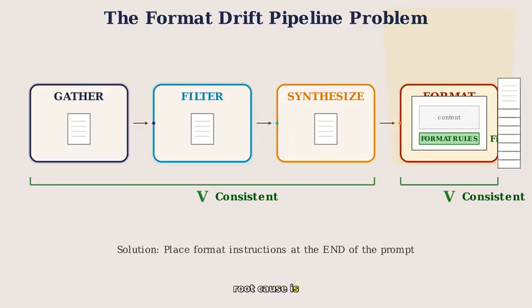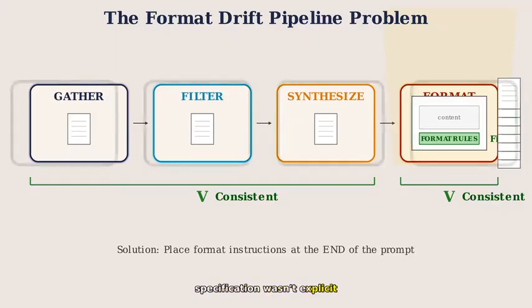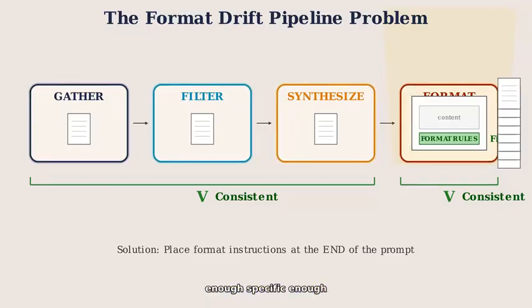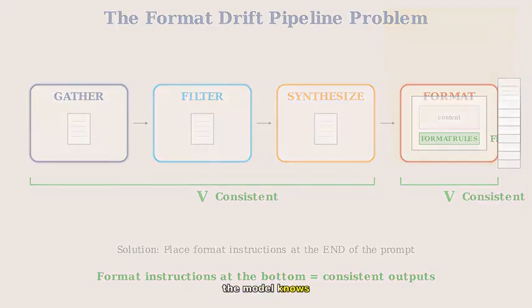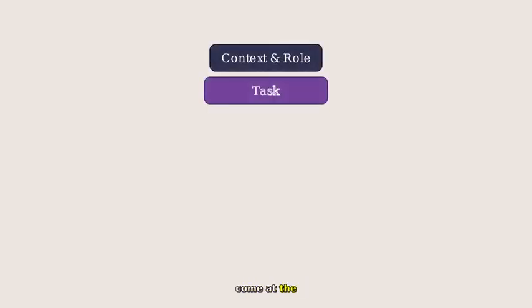The root cause is almost always the same. The format specification wasn't explicit enough, specific enough, or placed correctly in the prompt. Here's the principle. Format instructions should be the last thing in your prompt, not the first. This sounds counterintuitive. You might want to put the format requirements up front so the model knows what you want. But in practice, models tend to interpret format instructions better when they come at the end.